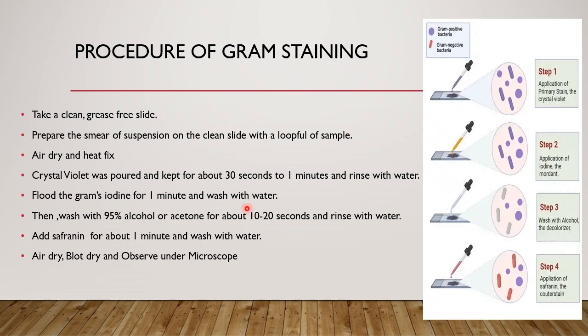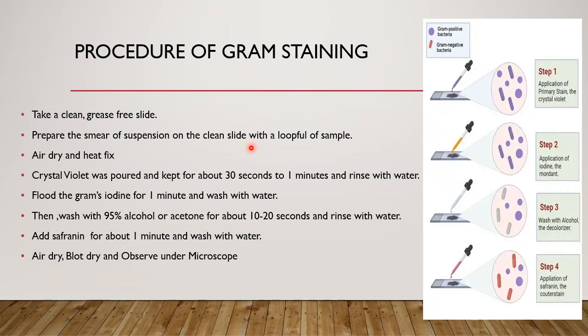Okay, and here is the detailed procedure of gram staining. How do you do it? These are the steps involved. First, take a clean grease-free slide and then prepare the smear of the suspension on the clean slide with a loop full of bacteria. Yes, you will take a loop and you will make a thin smear of the bacteria onto the slide.